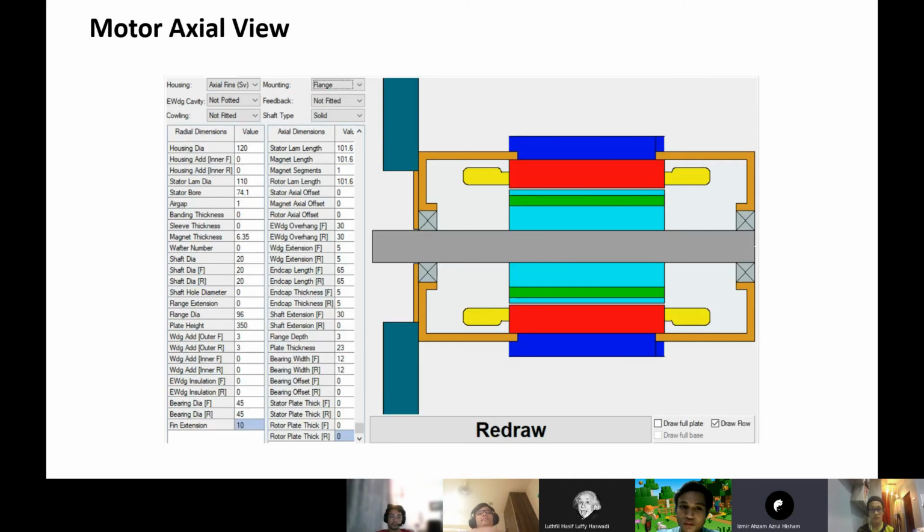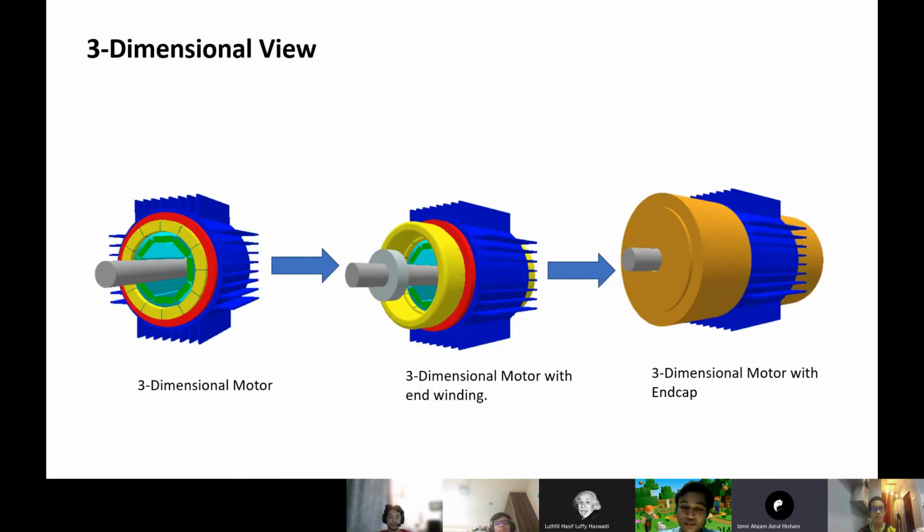Next is the motor axial view. For this axial view, the colors represent the same parts as the radial view. But as we can see on the left side, we have the flange as the mounting, represented in dark blue. And the yellow here represents the end cap or front cap of the winding coil.